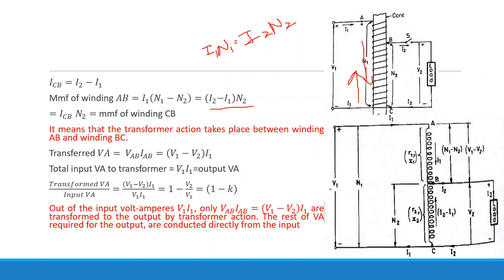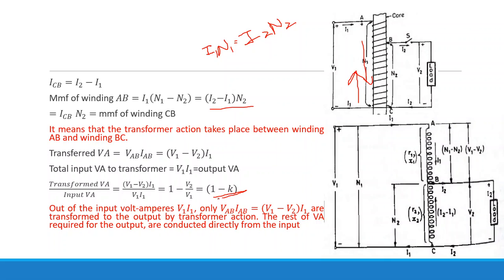Okay, so total input volt ampere transfer to transformer, that will be the applied voltage multiplied by this current. So input volt ampere, that will be V1 into I1, that will be equal to output volt ampere. So from here we can determine the transformed volt ampere divided by input volt ampere. So transferred volt ampere, that will be given by V1 minus V2 into I1 divided by input volt ampere is nothing but V1 I1.